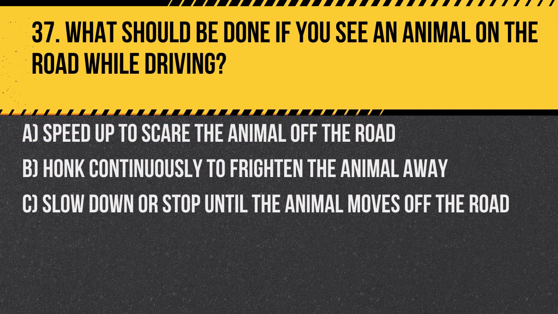Question 37. What should be done if you see an animal on the road while driving? A. Speed up to scare the animal off the road. B. Honk continuously to frighten the animal away. C. Slow down or stop until the animal moves off the road.